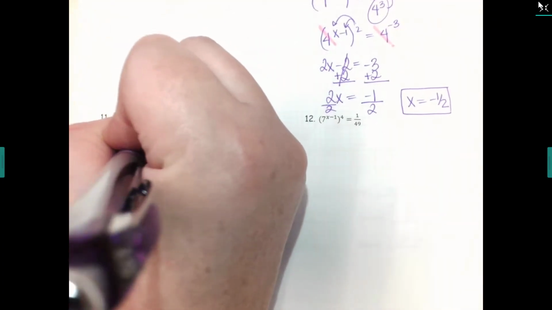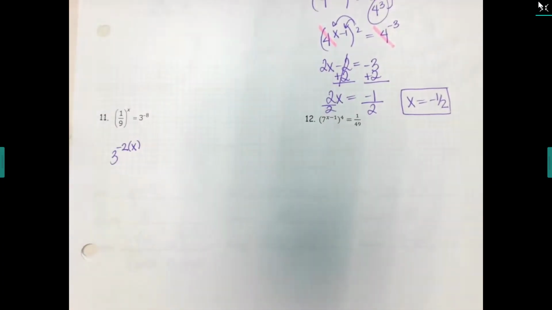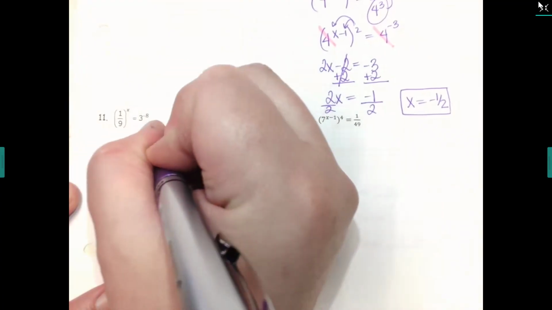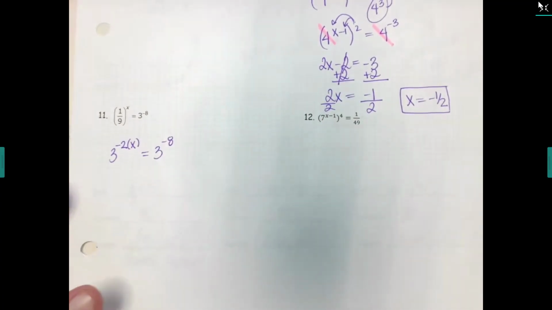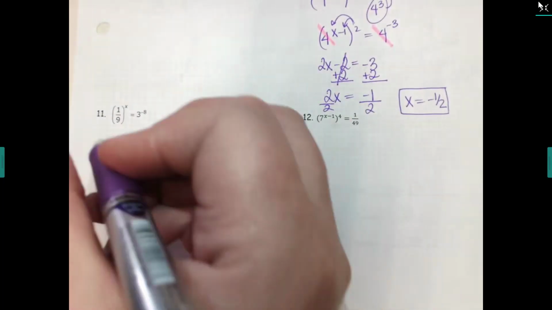And then remember, the old exponent has to stay there, but you just put it in parentheses. So my 9 would go to a 3 squared. I'd apply the negative and keep the x behind it. On the other side, I have a 3 to the negative 8. And then we're going to cross out those 3's and keep solving. So now we have a negative 2x equals a negative 8.